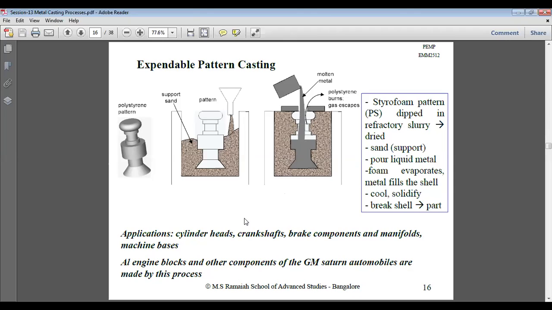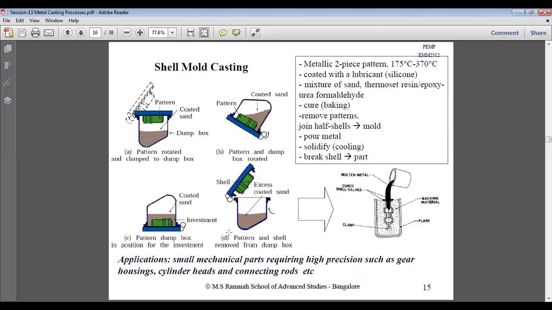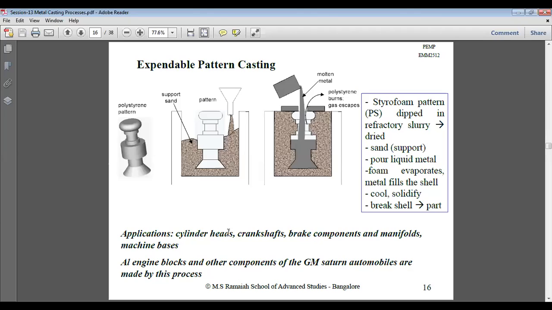Applications of expandable pattern casting are cylinder heads, crankshafts, brake components, manifolds, machine bases, etc. Cylinder heads were made by shell mold casting also, but we can make big and very good quality cylinder heads by expandable pattern casting. Then crankshafts, brake components, manifolds and machine bases are made by expandable pattern casting. All engine blocks and other components of GM Saturn automobiles are made by this pattern process.